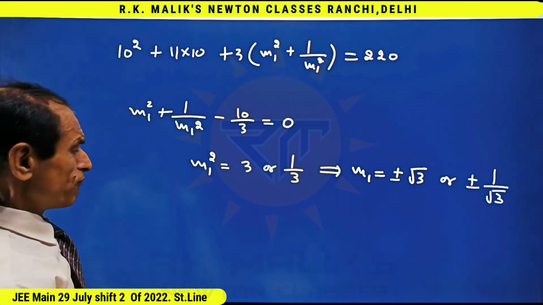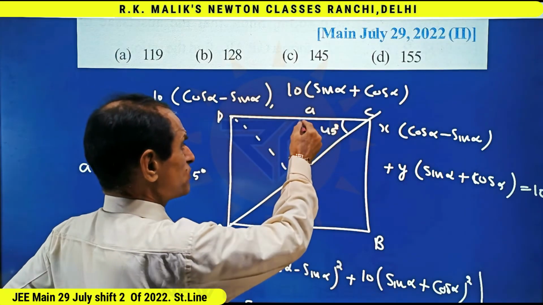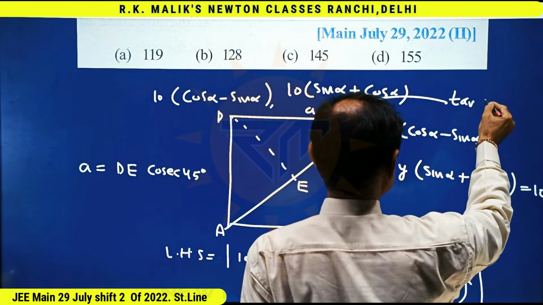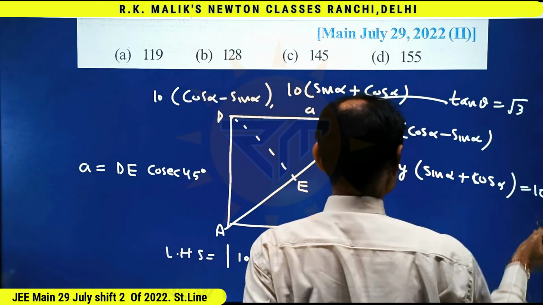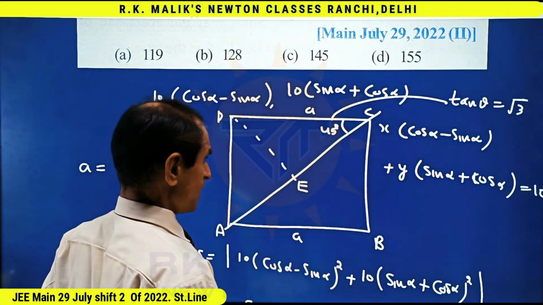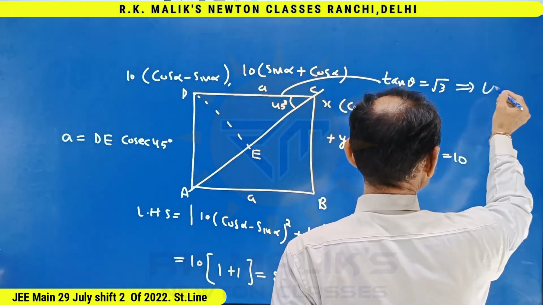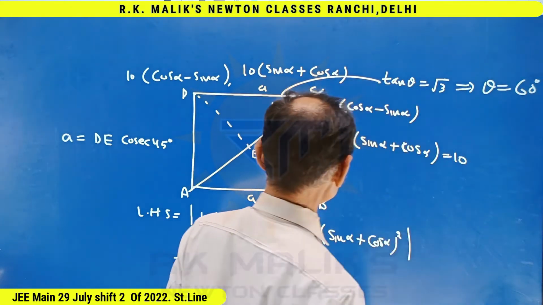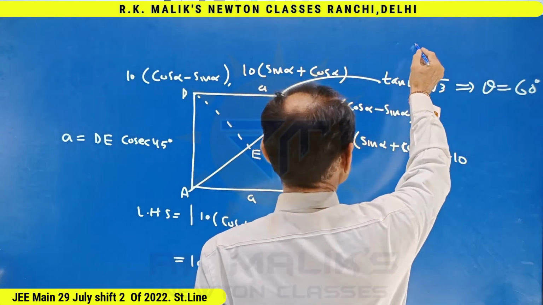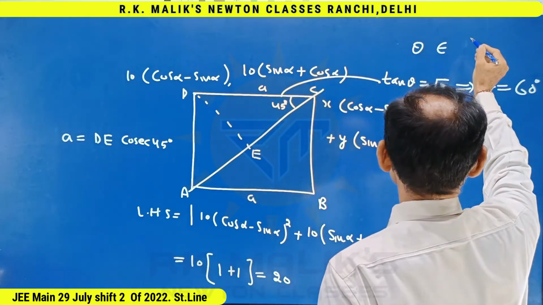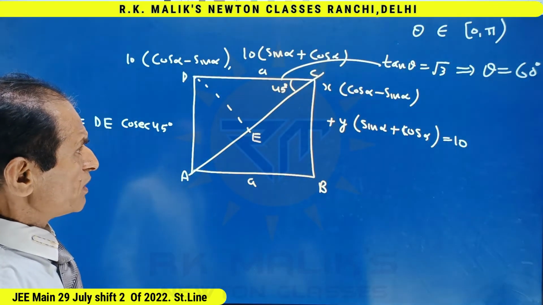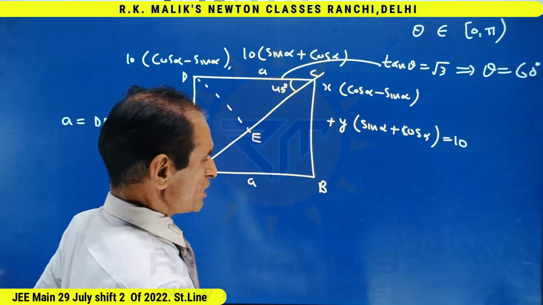Let us take the value of M1 as root 3. Hence, if this line is having slope M1, then the value of tan theta will be root 3, where theta is the angle made by this line with x-axis. This implies that theta is equal to 60 degree. Note that when tan theta is denoting the slope, in that case theta always belongs to the interval 0 to pi.